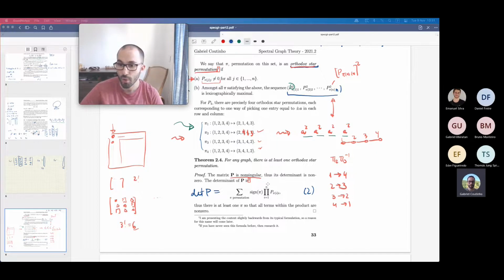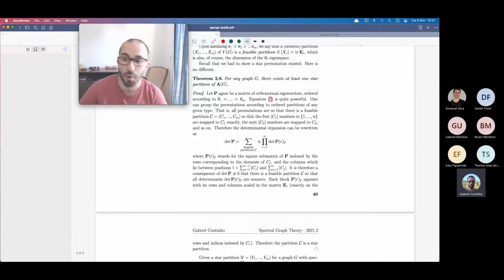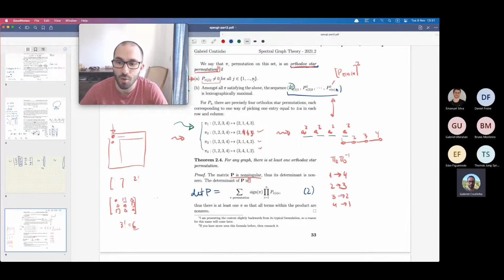Times a certain product, right? Now, this equation is quite powerful in the sense that I can now write the sum over something different. And what is the idea here? I am going to partition the permutations into several sets. So I have n factorial permutations, and I am going to partition those.